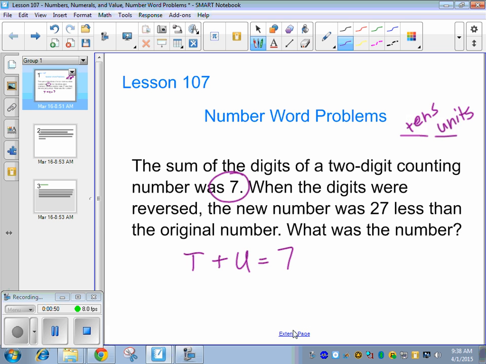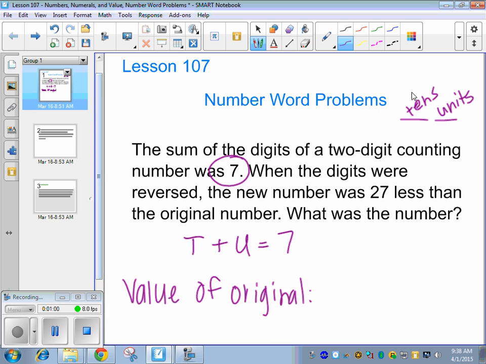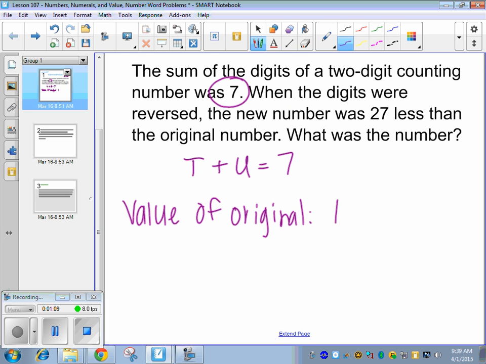Okay, then we need to know the value, the actual value of the numbers. So value of original number. So if you have a 3 in the tens spot, its value is actually 30. And if you have a 2, its value is actually 20, right, in the tens spot. So for the original number, it's always going to be 10t plus u. So 10 times whatever's in the tens place, the digit, plus the u.